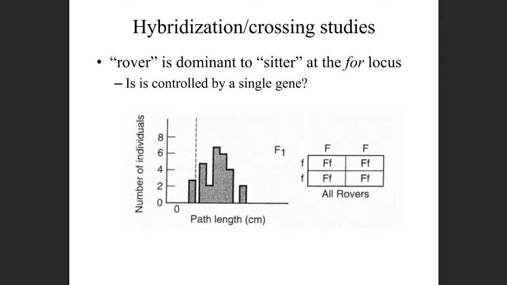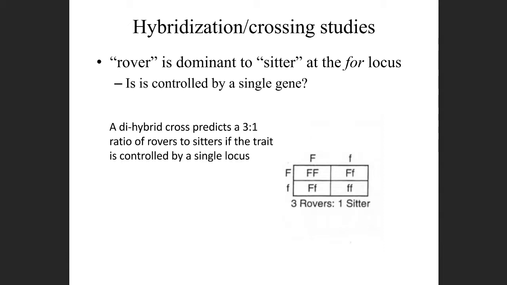And the way you do that is, you mate them once, and they're all rovers. But then if you do the dihybrid cross, you should get a 3-to-1 ratio of rovers to sitters, and that's actually what they got in the late 80s when they did those crosses. So it's kind of cool, natural variation in the wild where you have a single gene with a very significant behavioral effect.